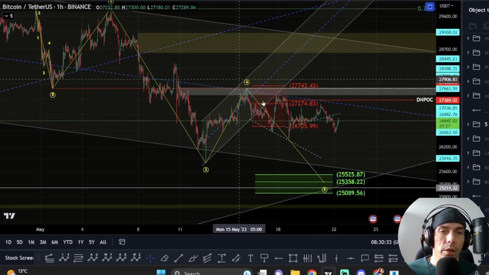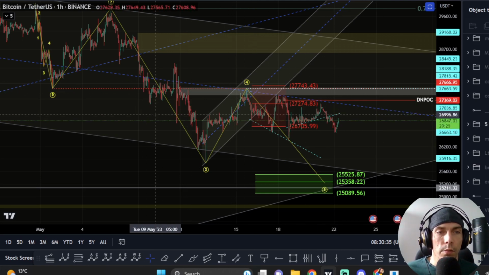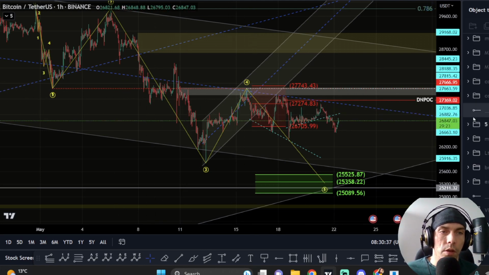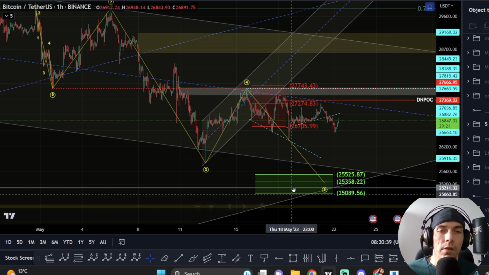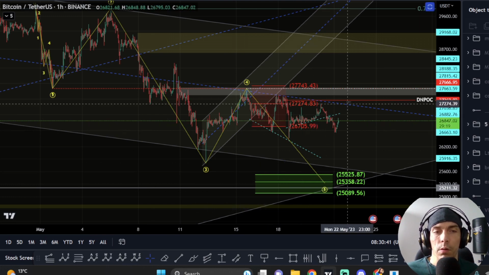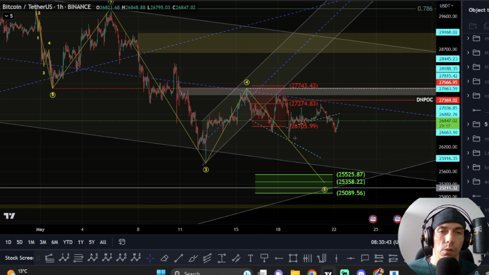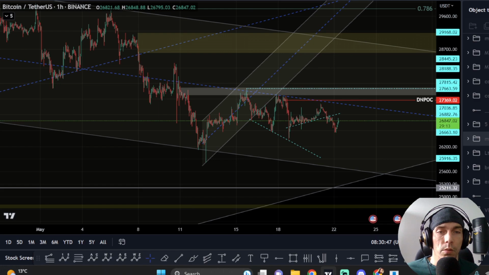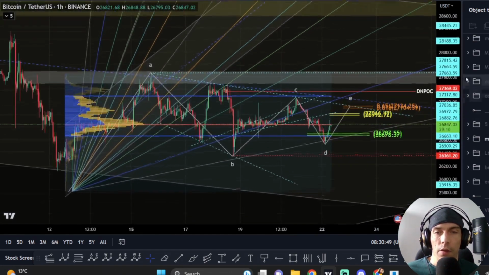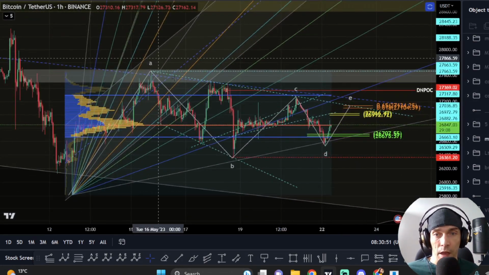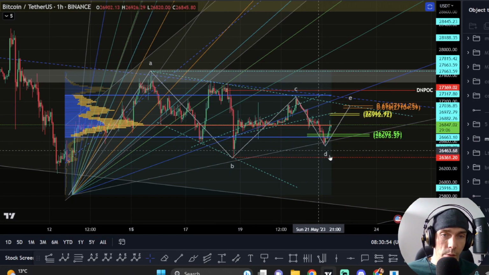Now, there's a couple of ways that we can look at this, and really for as long as we stay below this zone of this 27,666.95, we can look for this possibility of continuation to the downside here in this fifth wave. Now, one way we were talking about this was potentially being in a triangle. We were treating this as A, B, C, looking for a D wave to the downside.